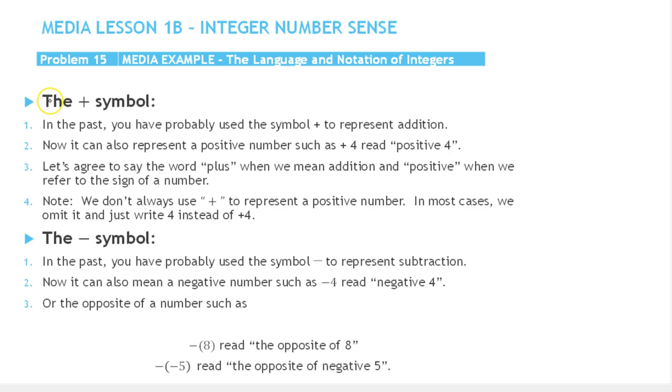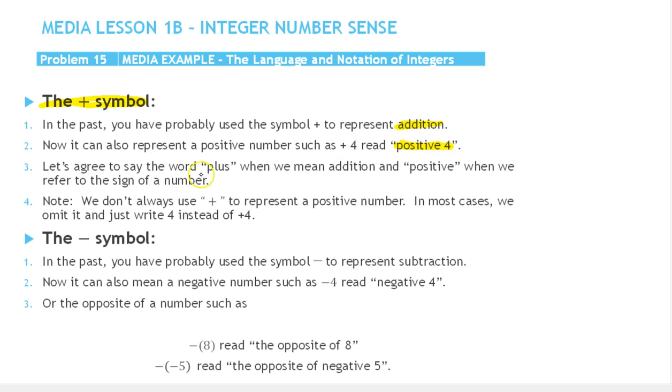So if you look at this symbol, in the past you've probably used this symbol to represent addition. So you might look at it and say plus, I think of plus when I see this, or you might look at this and think positive. In the past it was addition and we would say plus, and it still can mean plus in the right context. But now it can also represent a positive number such as positive 4, which we read this way. So we don't want to read this as plus 4.